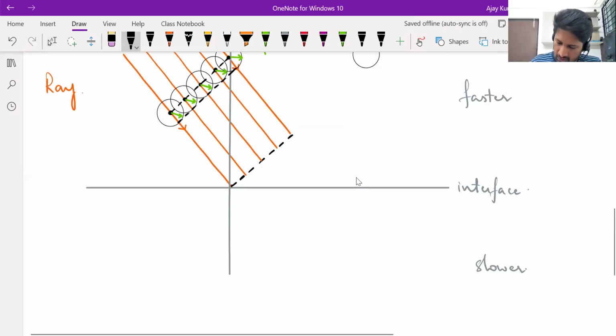Then you imagine what happens with the first particle. Let's number the particles: 1, 2, 3, 4, 5. I'm considering 5 points on the wavefront. Actually there are infinite points on the wavefront; I'm considering 5 of them. Each one of them will start disturbing the particles around it.